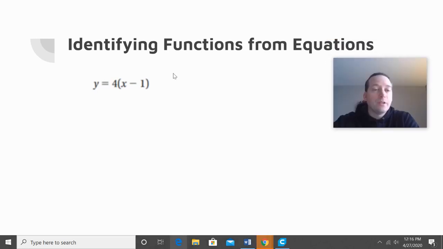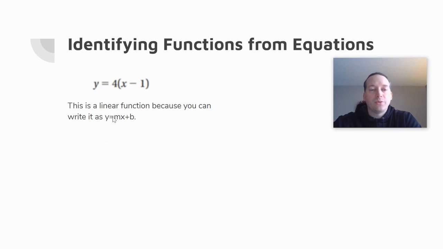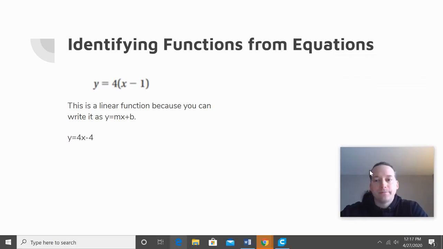The next thing is we're going to identify whether functions are linear or nonlinear from their equation. If you remember, a linear equation is in the form y equals mx plus b. Here, y equals 4 times (x minus 1). We also learned that if you can get it into the form y equals mx plus b, you're going to be fine. So this one is, because if I use the distributive property and multiply the 4 to both terms, I get y equals 4x minus 4. Therefore it's in that form, and it's linear.